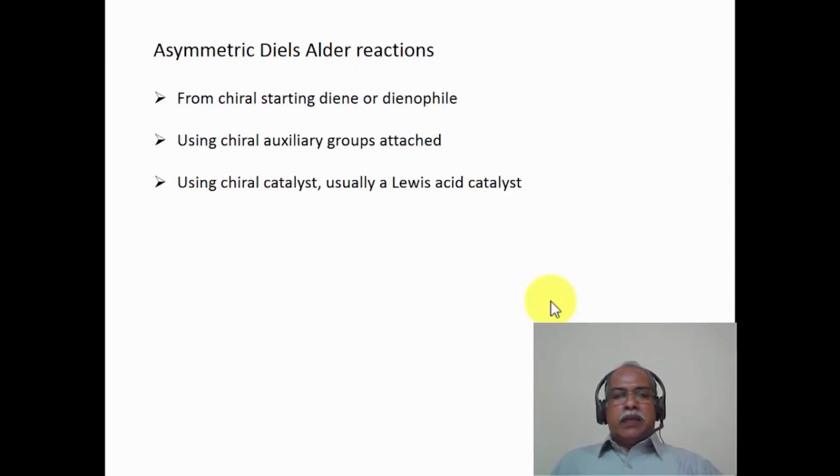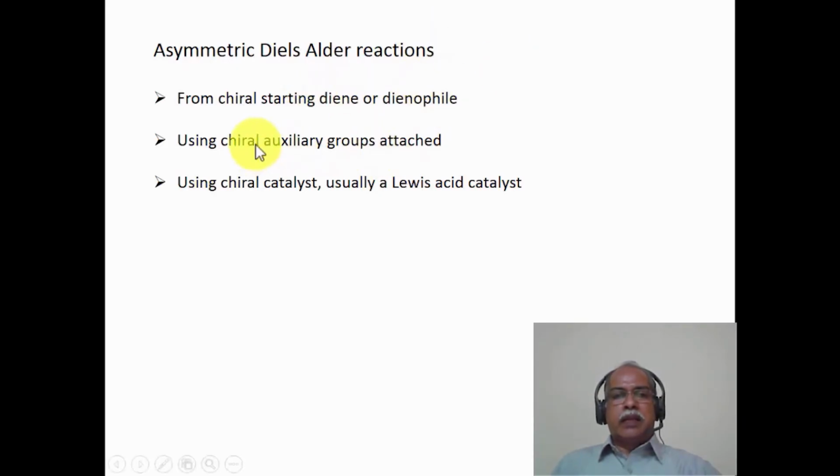Finally, we will touch upon the asymmetric Diels Alder reaction. The asymmetric Diels Alder reaction can be carried out in three different ways. It could be from chiral starting materials, where an optically pure isomer of the diene or the dienophile is taken and reacted with the counterpart to give the corresponding asymmetric induction.